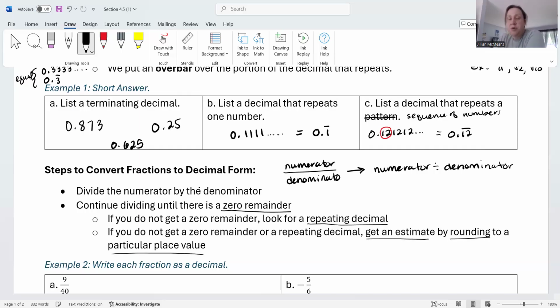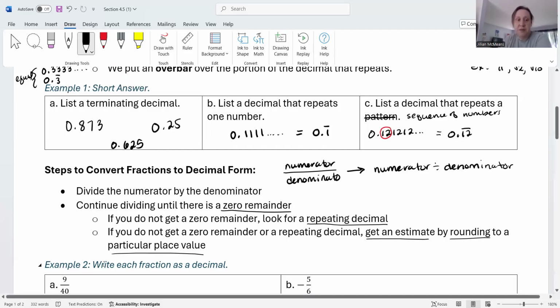place value. Sometimes the remainder of 0 or the repetition isn't going to happen for a while. It's going to take many, many decimal places for that to show up. In situations like that, it would be absolutely appropriate to just round it to the nearest hundredth or the nearest thousandth or something like that. Okay, so let's go ahead and look at examples of this.